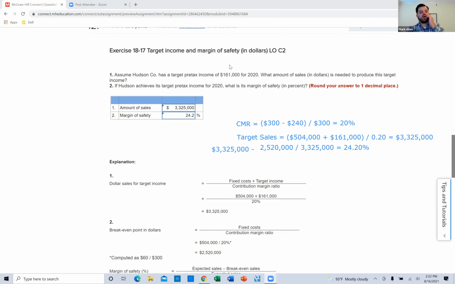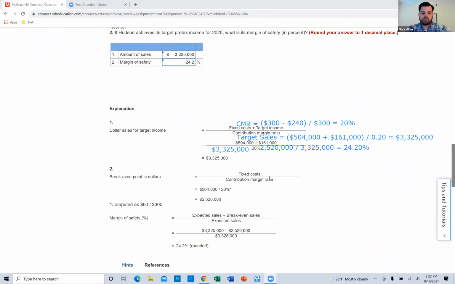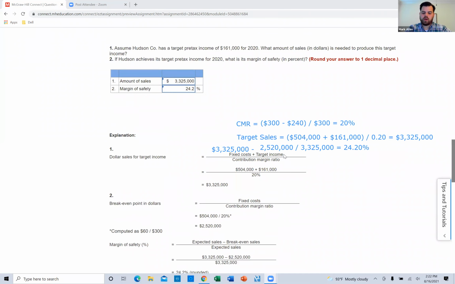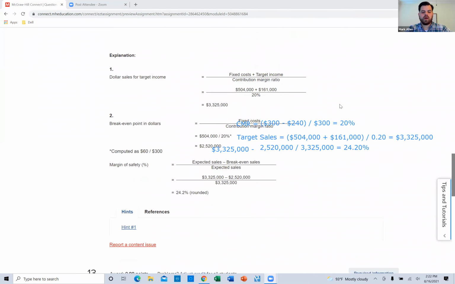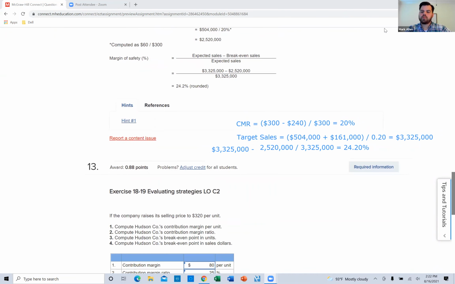So that is all it is, right? How much could my sales decline before I'm no longer making a profit, right? And so in this case, if we hit this amount of sales, they could dip by 24% before we stop making a profit. All right, so very, very good. So 3,325,000 minus the 2,520,000 over the 3,325,000, and that comes out to about 24.2%. Very good.